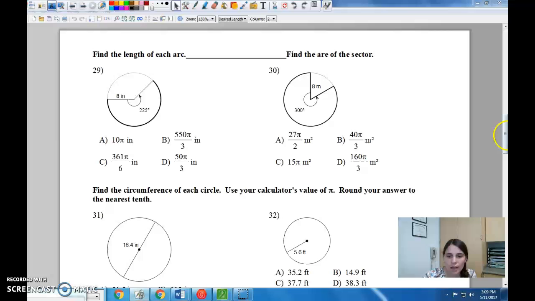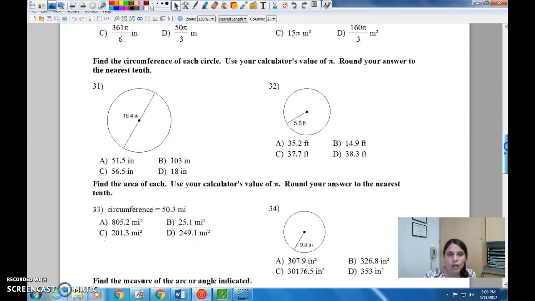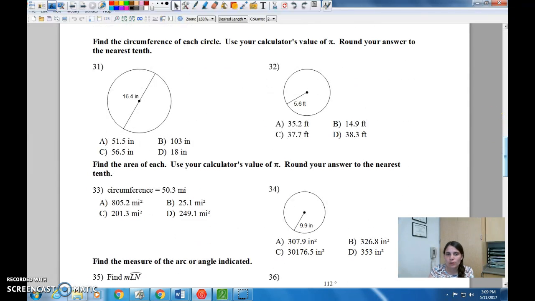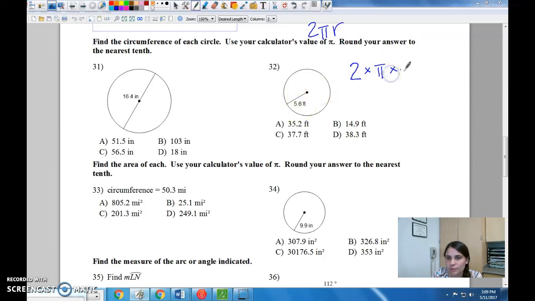So now we're asked to find the circumference of each circle. The formula for circumference is just 2 pi r. I'm actually going to do 32 first. So 2 pi r would be 2 times pi times the radius, which is right here, 5.6. In my calculator, that gives me about 35.2 feet, which is A.